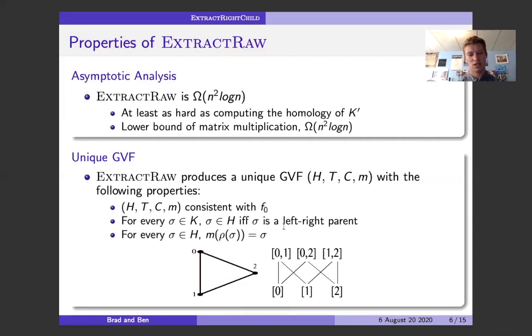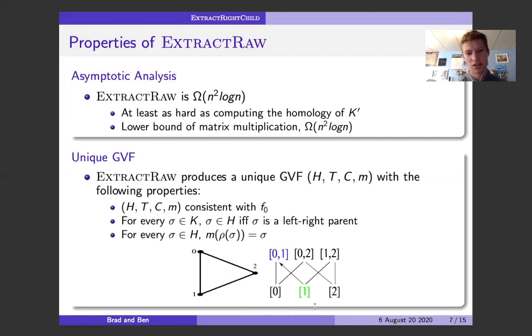So maybe to help visualize this, if our simplicial complex is just this little cycle here, and here's its corresponding Hasse diagram, every single match that extract raw is going to produce is going to be between the smallest possible lexicographically valued parent node and then its largest lexicographically valued child node. So if we were thinking of this as being ordered from left to right, our smallest leftmost parent is always going to be paired with its largest rightmost possible child. And every single arrow in this gradient vector field is going to have this property.